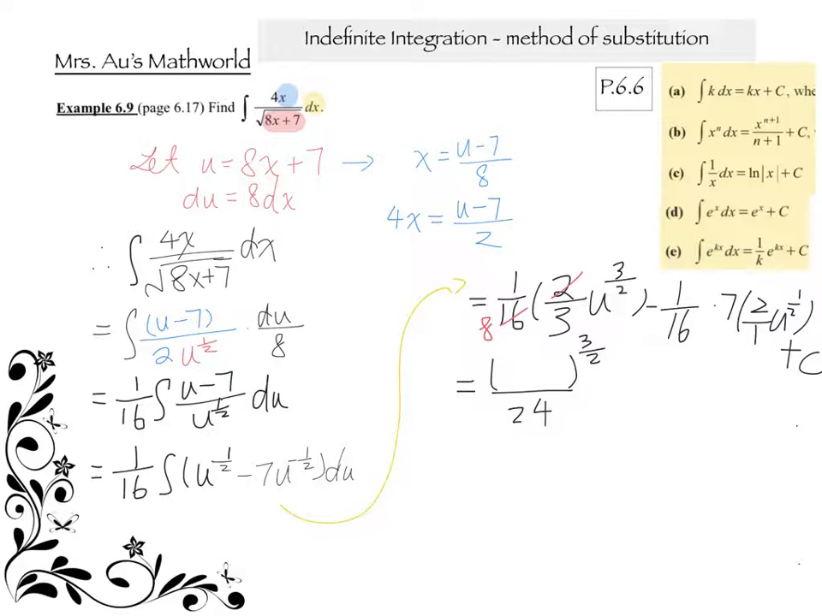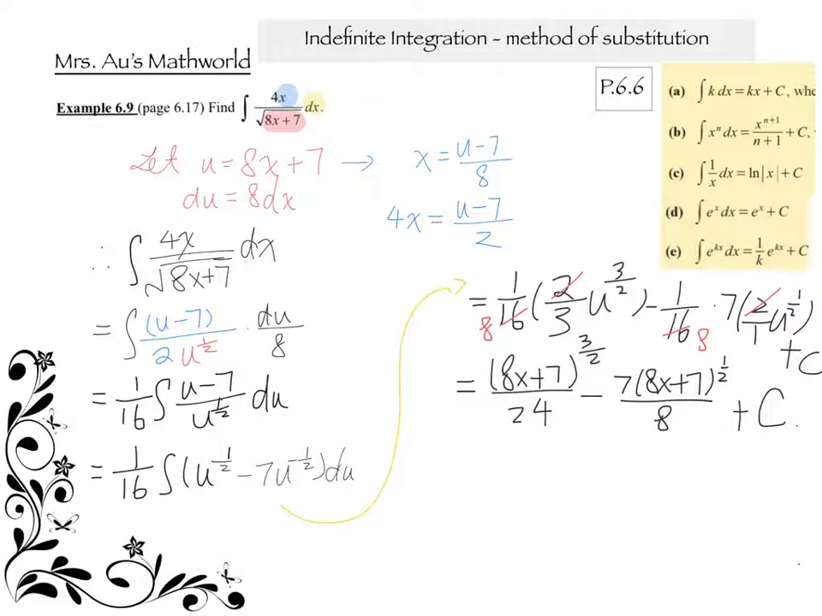So u means 8x plus 7, and then minus, you get 8 also, then you get 8 and then 7 over 8 times the square root of 8x plus 7. You may use the square root sign also. Then also plus c. So finally, all these are handled. U goes to x, simplified, so check it again. X here, and then you get the result at last.